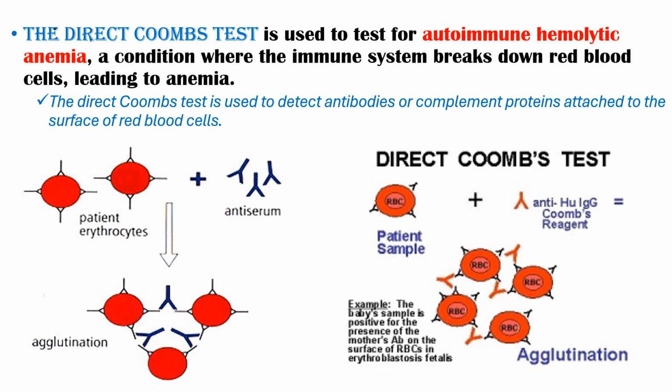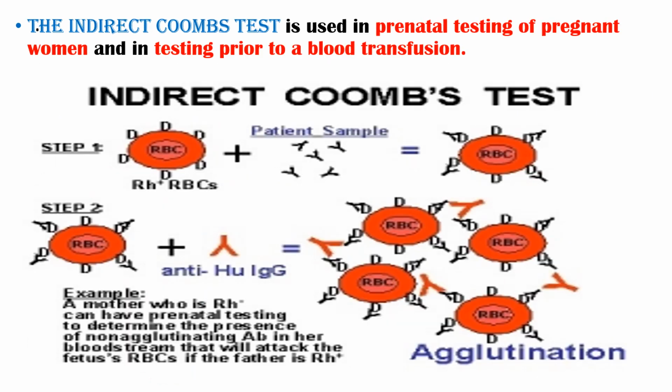To perform the test, a blood sample is taken and the red blood cells are washed, removing the patient's plasma and unbound antibodies from the red blood cells, and then incubating with anti-human globulin or Coombs reagent. If the red cells then agglutinate, the test is positive. This is a visual indication that antibodies or complement proteins are bound to the surface of red blood cells and may be causing destruction of the cells.